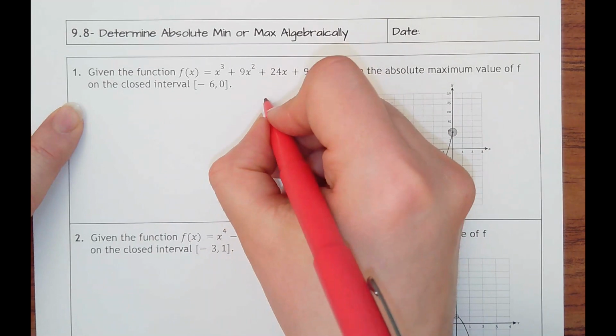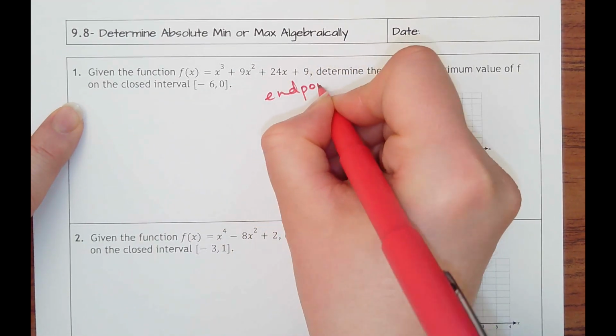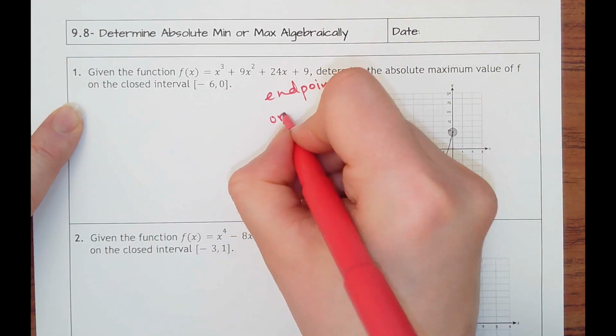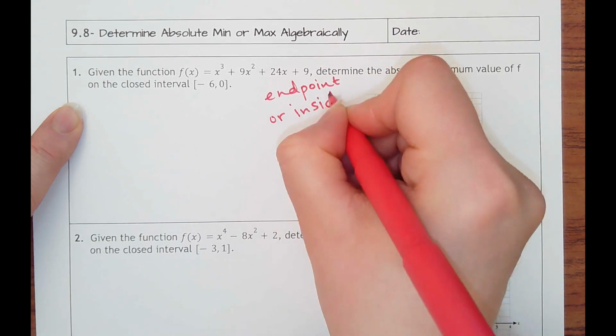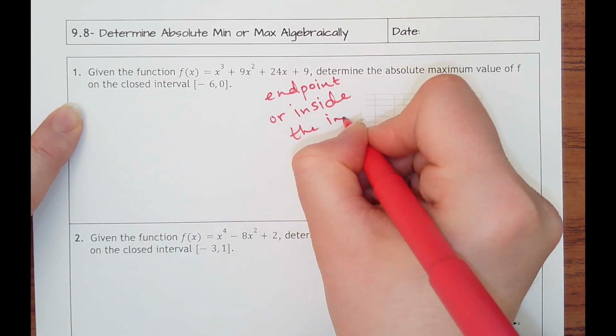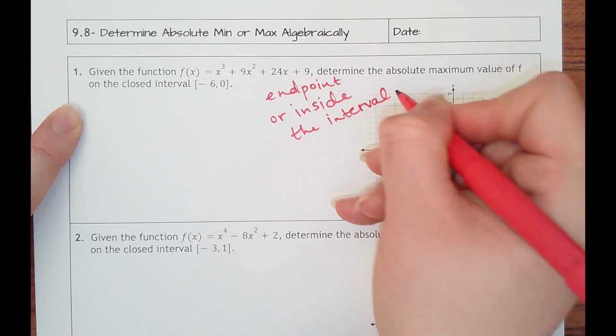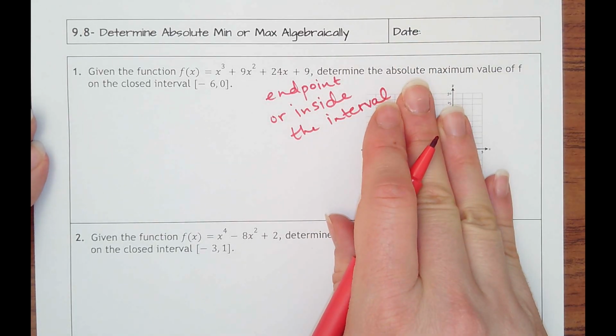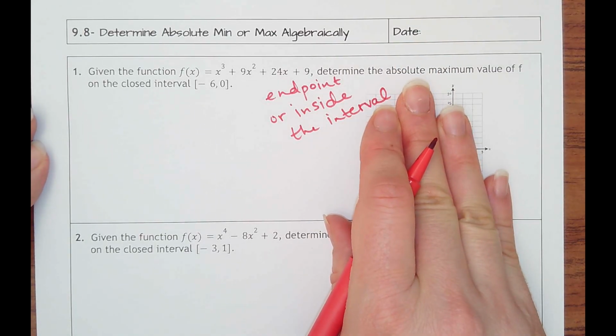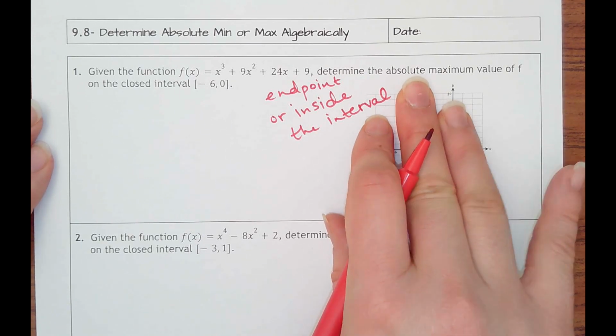So it could either be on an endpoint or inside the interval. That's what you have to figure out here. Again, this is not going to be on Delta Math until you answer the question. I just put this on here to show you that it matches and that it works.